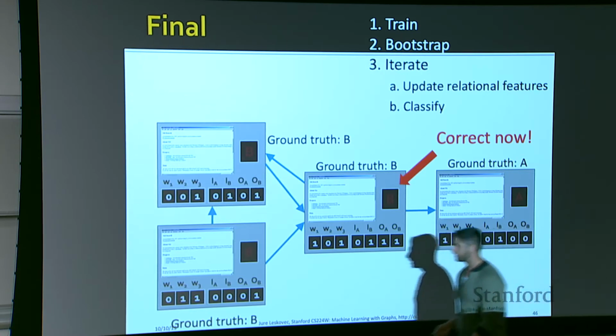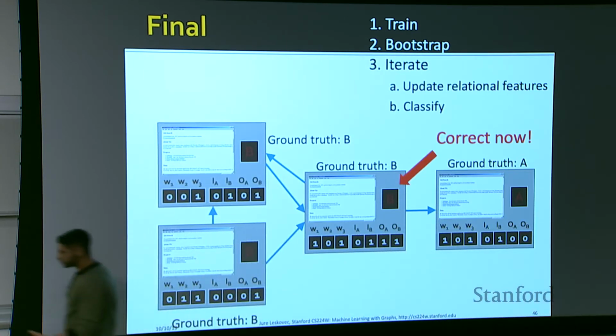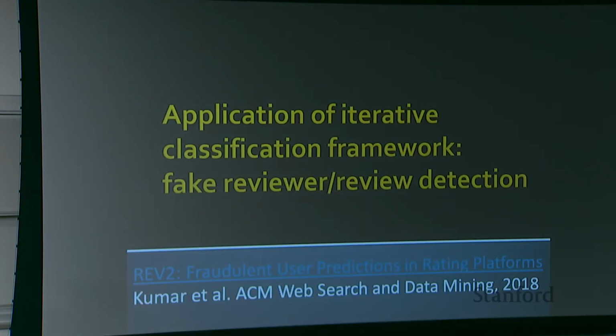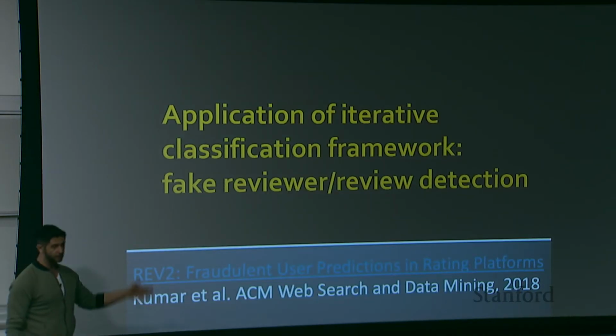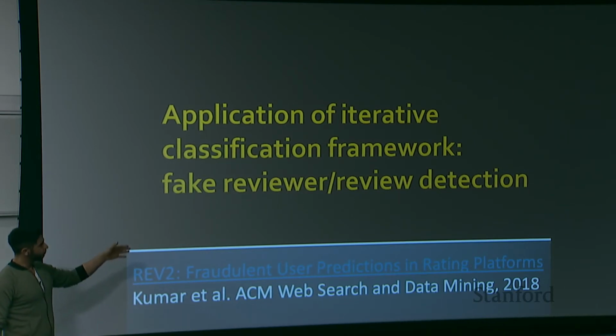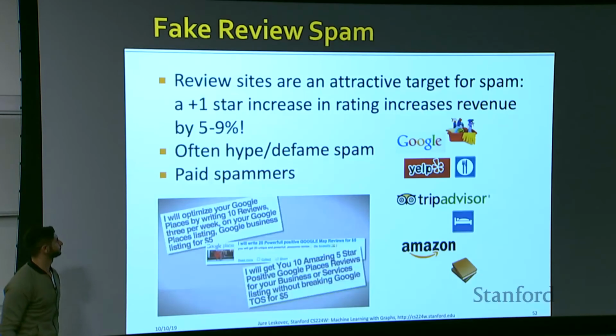So let me guide you now through an example so that you can see how this is used in the real world. This is a very recent paper published in our group. It's basically an application of this iterative classification framework, and it's used to find fake reviewers and reviews. Okay, so it detects who leaves fake reviews on websites and who these fake reviewers are.